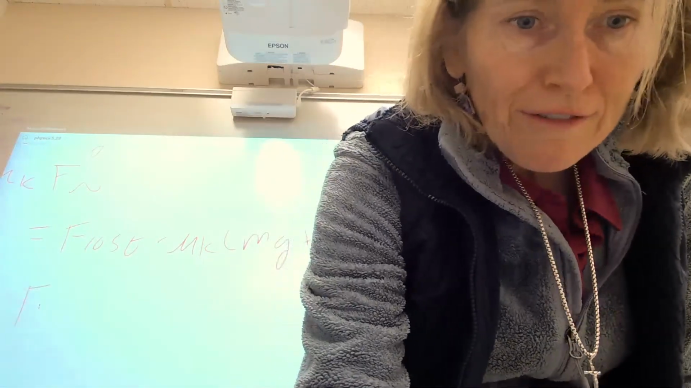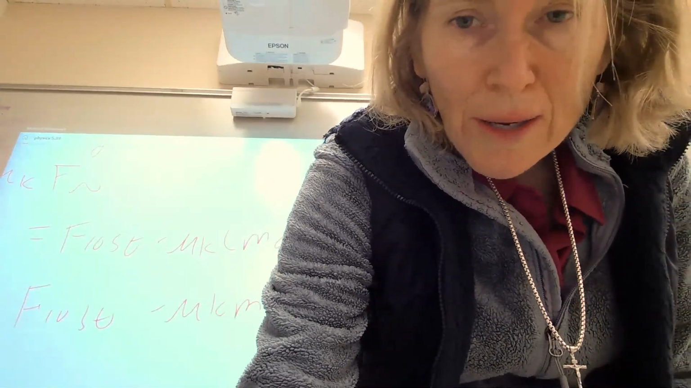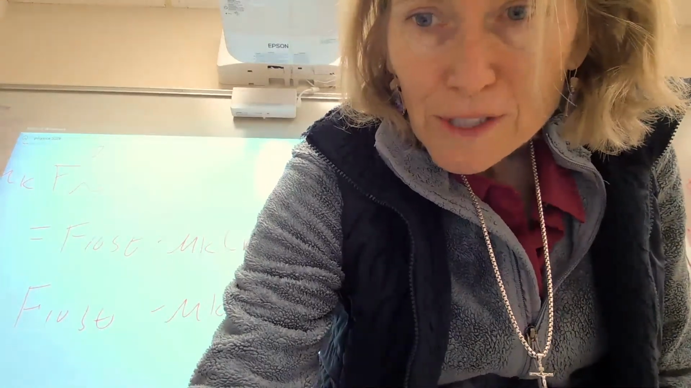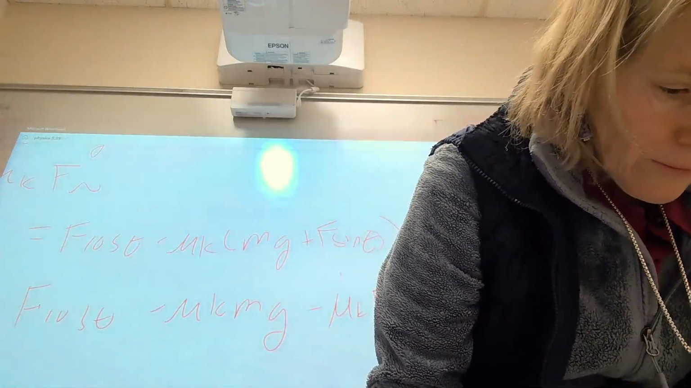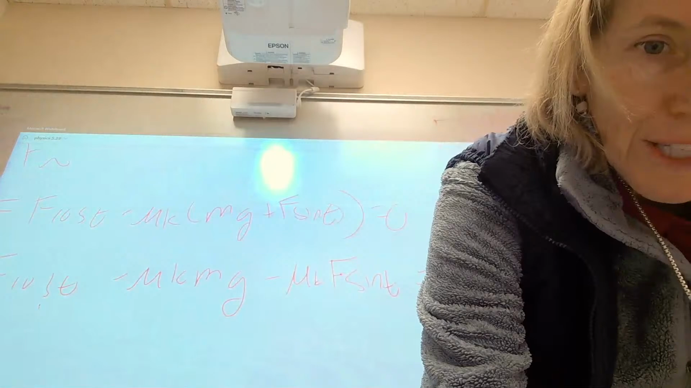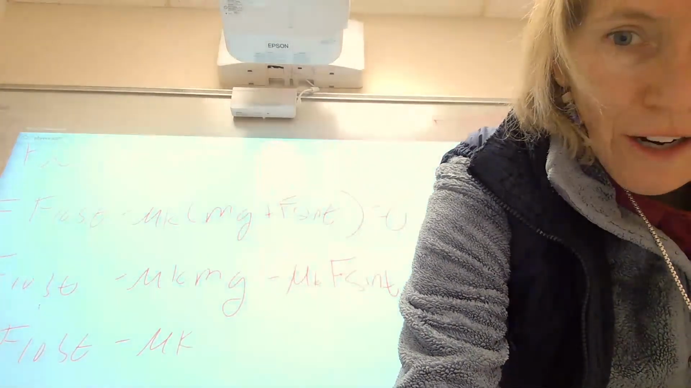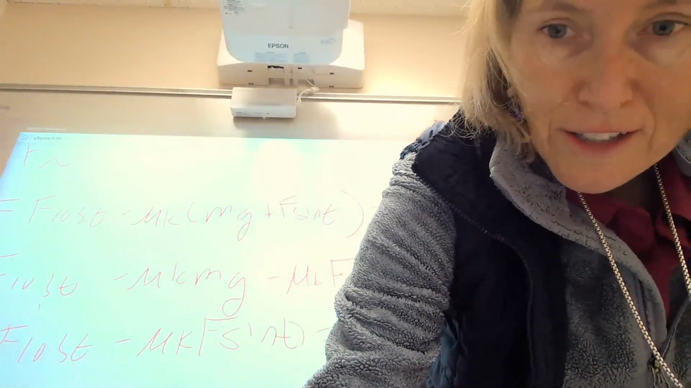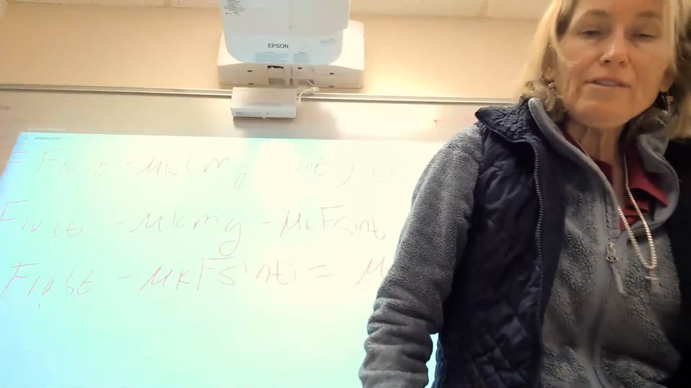So I have F cosine theta minus mu k mg minus mu k F sine theta is equal to 0. Okay, now I'm going to get my F's together. F cosine theta, just like when we isolate our F prime, F sine theta, put everything else on the other side of the equation, mu k mg. Now I can pull out the F and divide down.